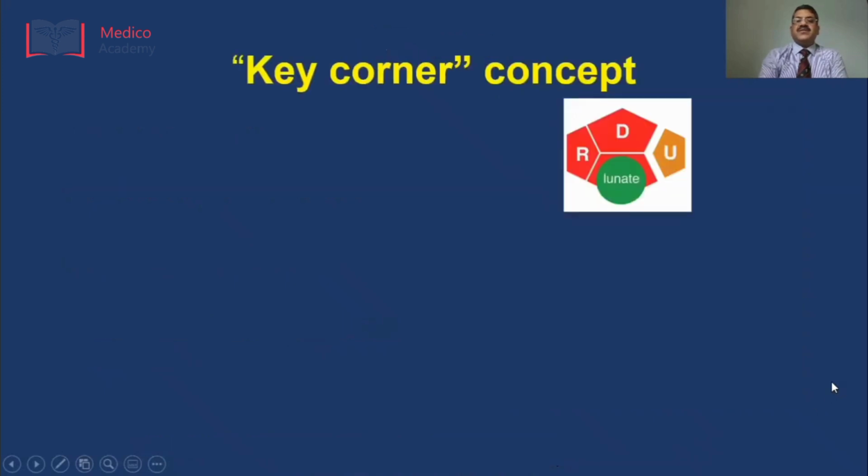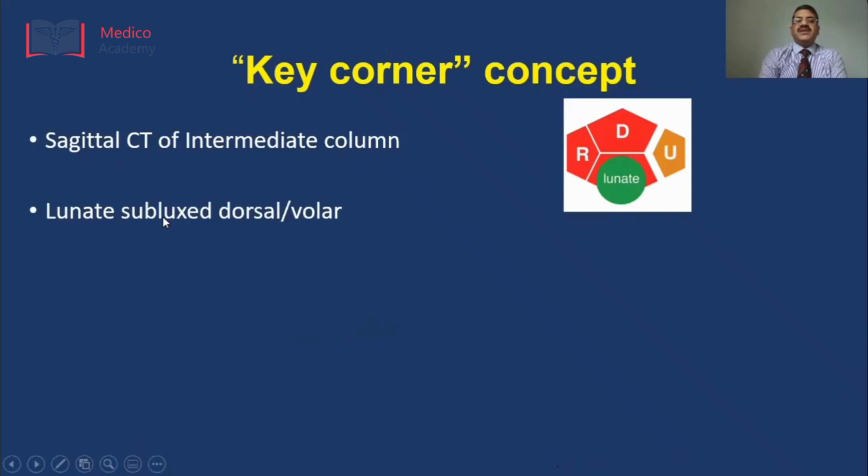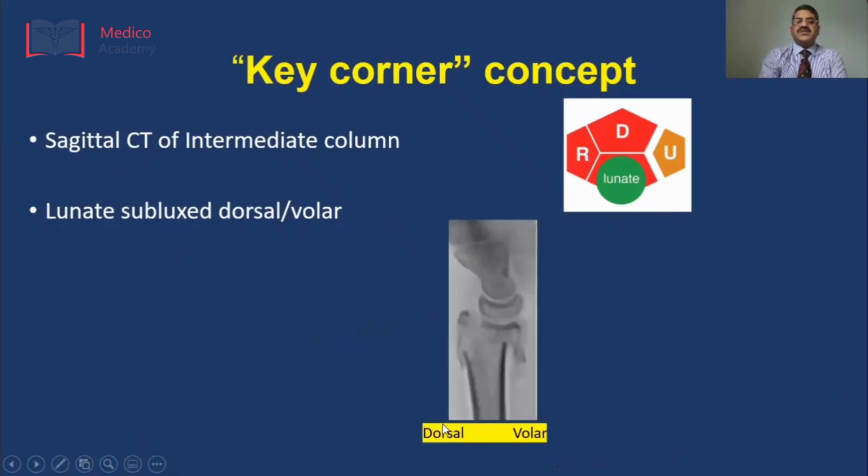The concept of the key corner is given by the direction of the displacement of the lunate on the intermediate column sagittal cut CT. So if you take a sagittal CT of the intermediate column, you see whether the lunate is subluxed dorsal or volar. Let us take an example. You see this example here. This is dorsal, this is volar. This is the intermediate cut. You can see that there is a fracture here. There is also some comminution here, but the lunate has displaced towards the volar side. So the key corner here is this fragment here. So this needs to be identified and buttressed.